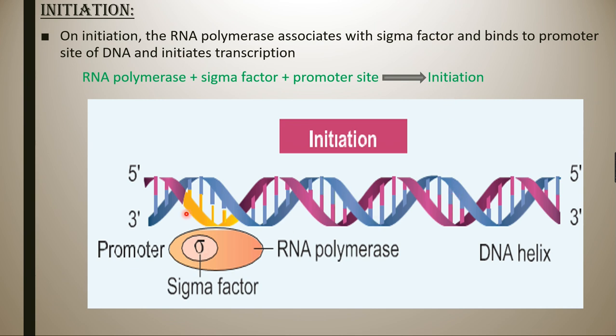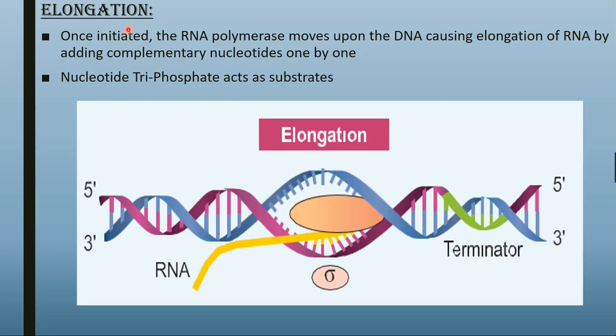So transcription occurs in only one strand of DNA. RNA synthesis from only one strand of DNA will occur. So what is the second step? Elongation. Formation of RNA started. Now in elongation, once initiated, RNA polymerase moves along the DNA causing the elongation of RNA. What is the elongation of RNA? Addition of new complementary nucleotides for RNA.